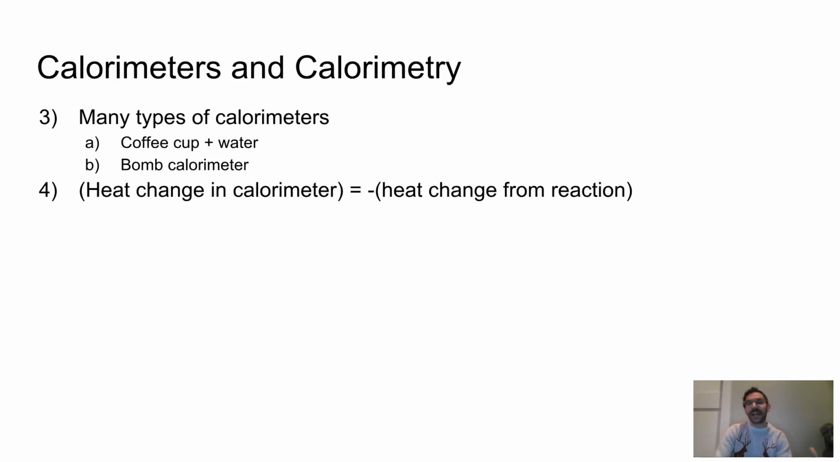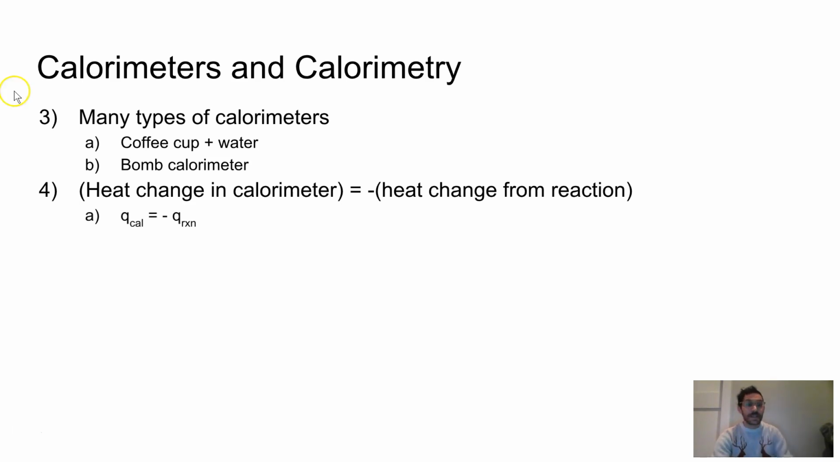The heat change in the calorimeter is going to be the opposite of the heat change for the reaction. If that reaction releases heat, your calorimeter is going to absorb that heat. Or the reverse: if your reaction absorbs heat, that heat's going to come out of your calorimeter.